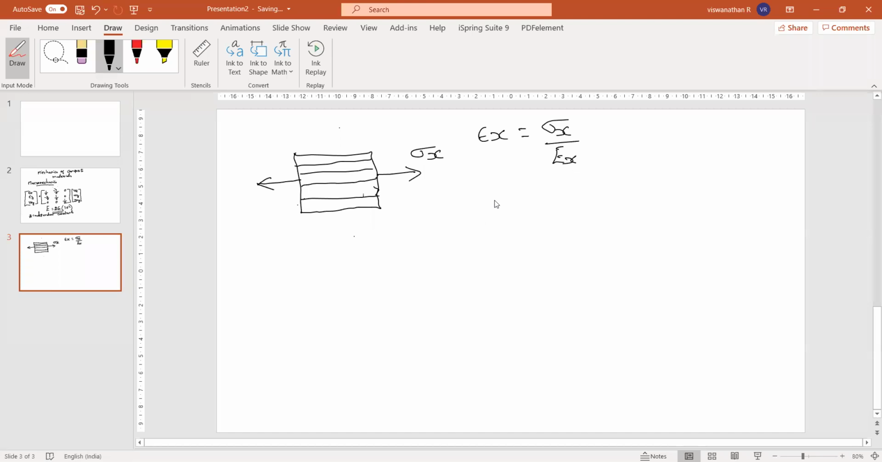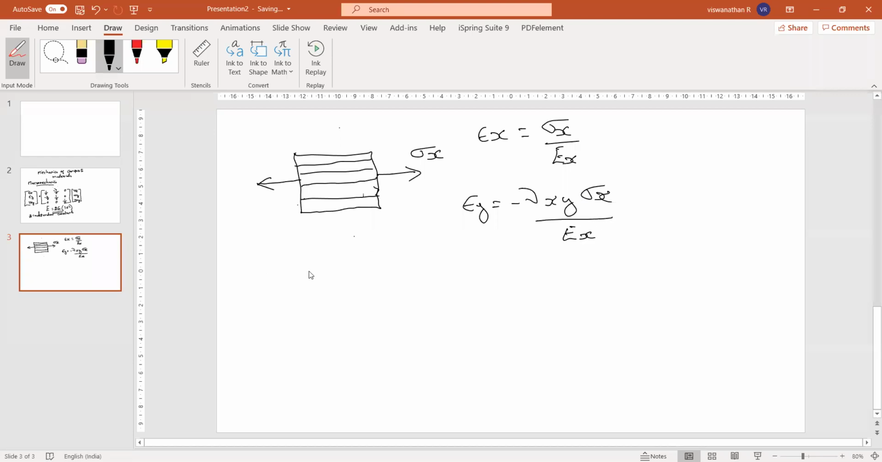Okay. What will be epsilon y equal to? Why Ex? Why am I mentioning Ex there? Longitudinal, yeah, the longitudinal one. Because it's going to be different. Correct? Since it's going to be different, I am mentioning it. What is epsilon y equal to? Minus nu xy sigma x by Ex.